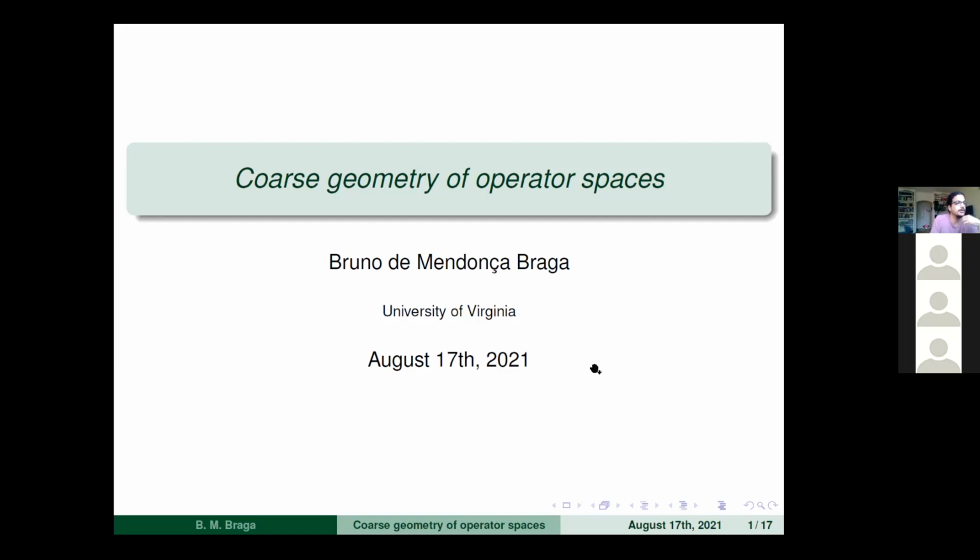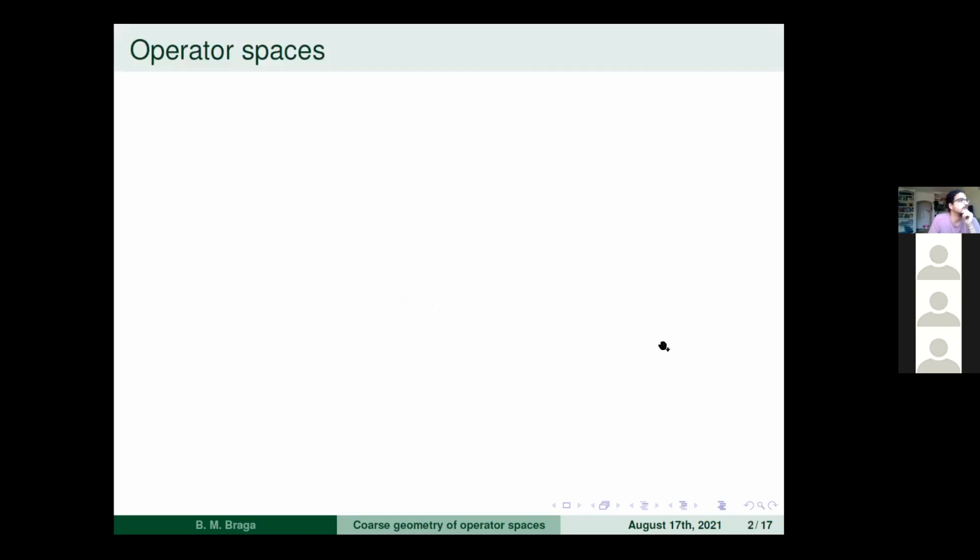And as you are going to see, there are three approaches I'm going to present here. One of them fails miserably. The other two, we do have some positive things to say about. So let's start. Oh, and some of the results are joint with other people, but I will mention when that's the case. Okay, so operator spaces.